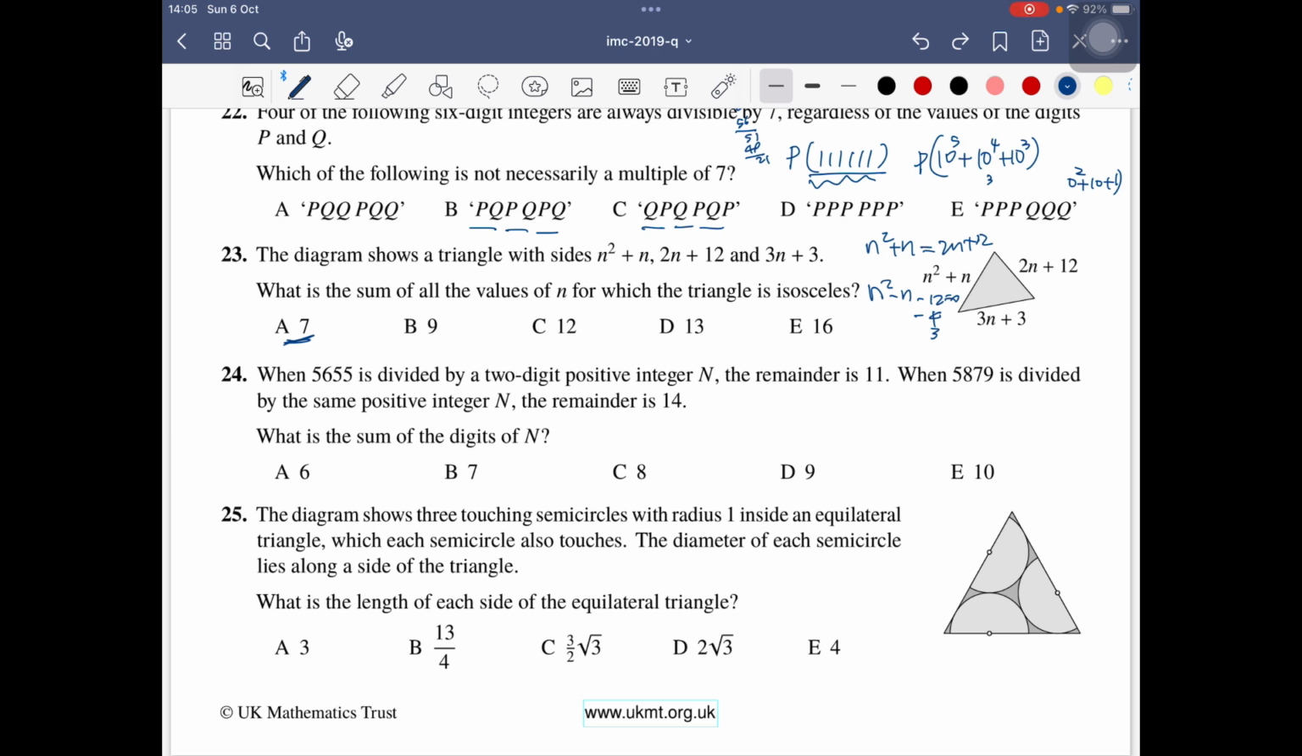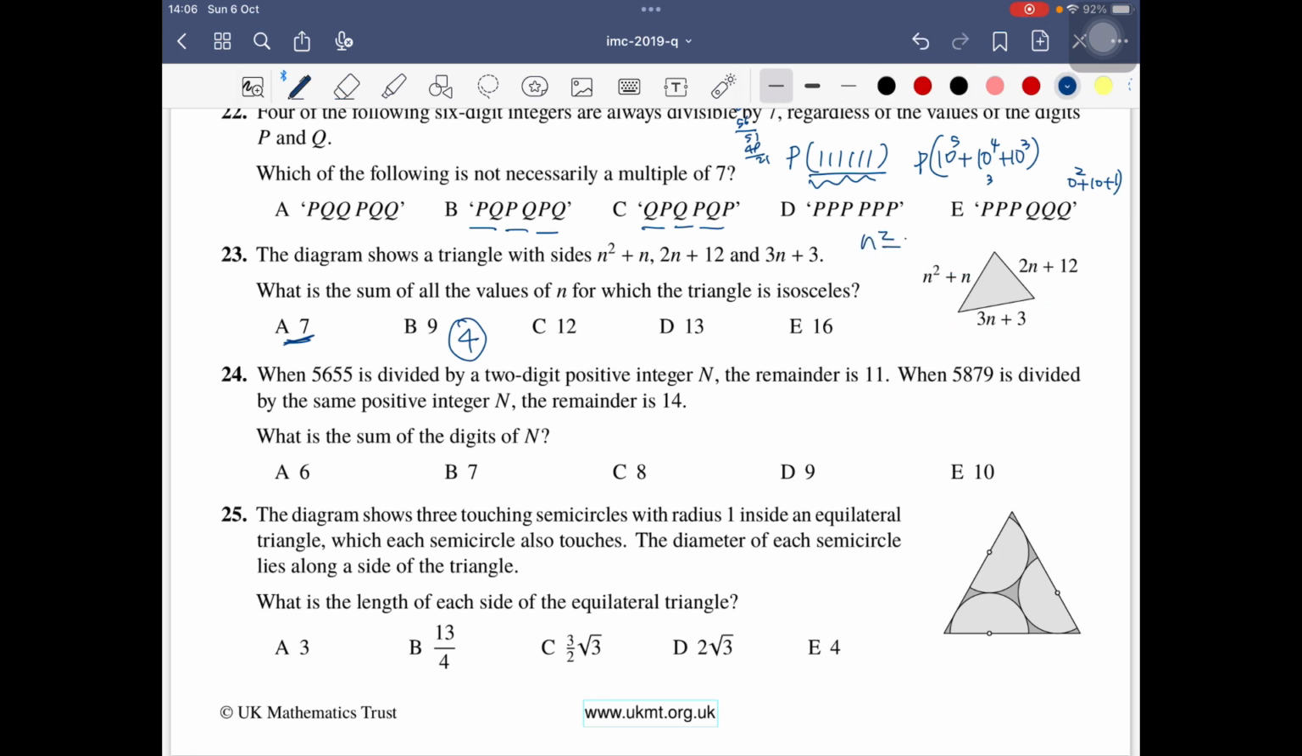Let's check 4. So when it is 4, 20, 20, 15. So this can be the answer. So at this moment we have 4. And let's check the case when they are the same.